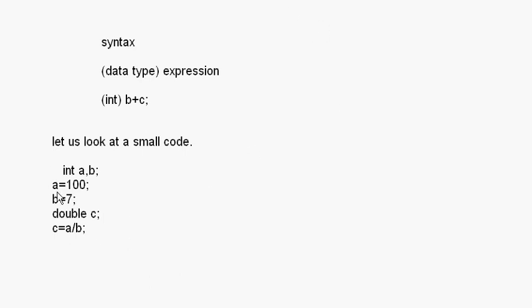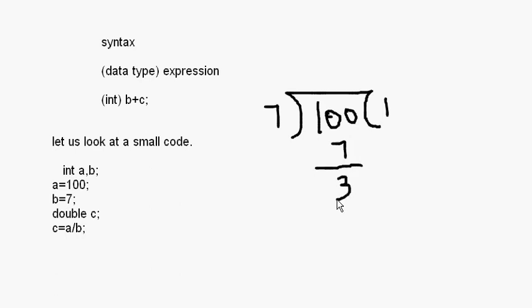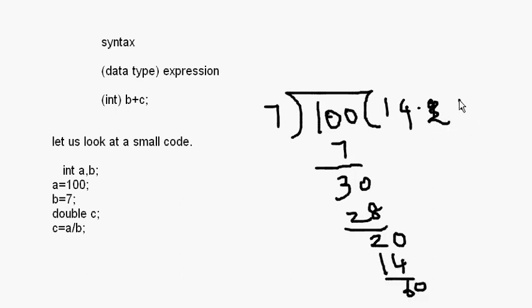Now, when we do a by b, a and b both are integers. So if I do a by b, that is 100 divided by 7, if we do this, then we get this. After this, we have a decimal. So this is something like this. 2 sevens are 14 here, fine. And then you have 6 again, so it goes on. Now the actual answer for this is 14.28.